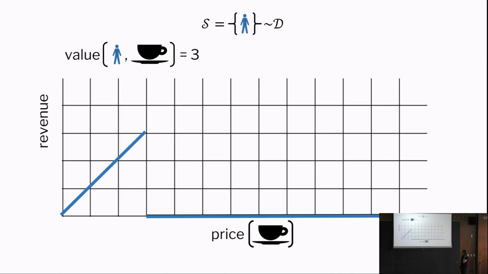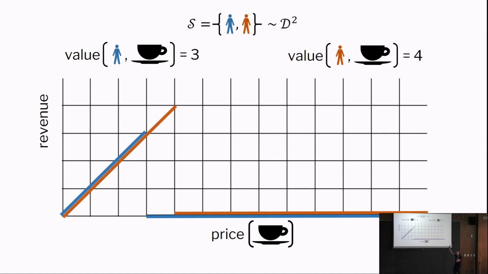So, I'm just going to give an example. We've got a set of 1 buyer sampled from this distribution. Their value for the coffee is 3, so they're going to be willing to buy the coffee until the price of the coffee hits 3. So this is the amount of revenue we can extract from this blue person. Okay? Let's expand this sample to include also an orange person. Their value for the coffee is 4. So I've just drawn the amount of revenue we can extract from this orange person in the orange line.